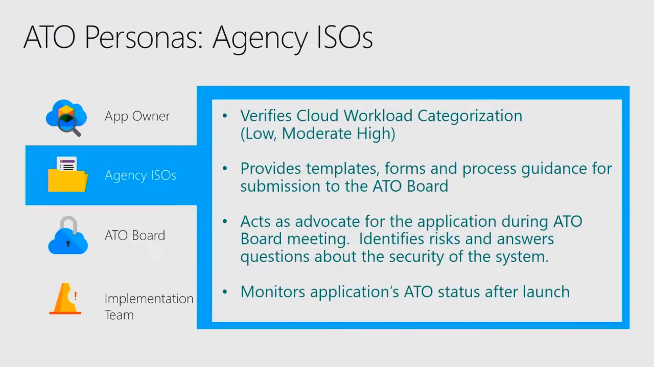So the next one is the agency ISO, and the agency ISO is going to validate that the categorization is correct based on the data and the data flows that they understand. They're going to provide the templates and forms needed to move through this ATO process. They're also going to act as an advocate on the board, from a technical and security perspective, for the system owner, to be able to answer questions that may come up at the risk management board meeting.